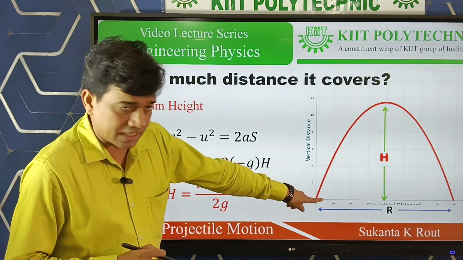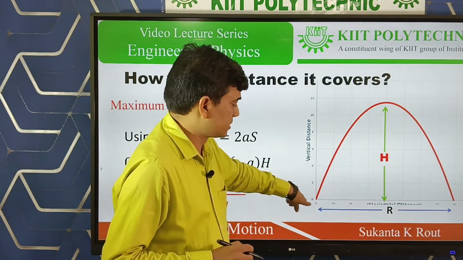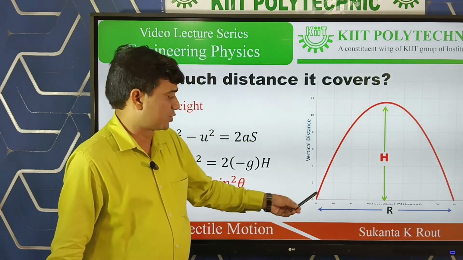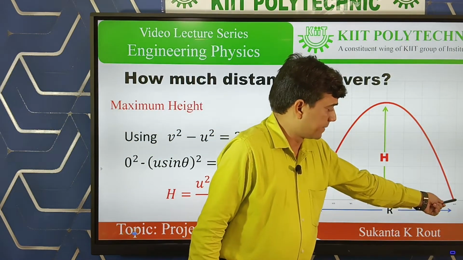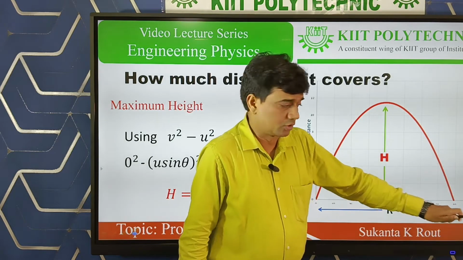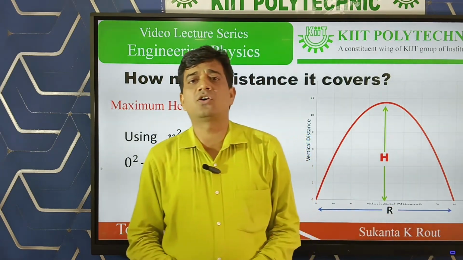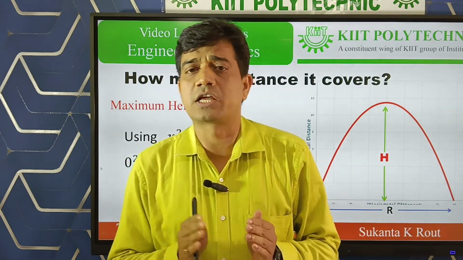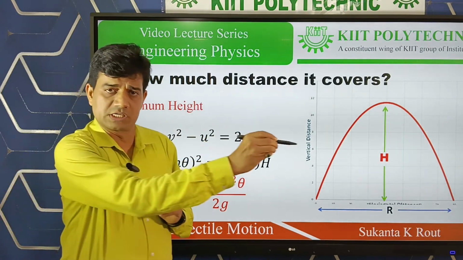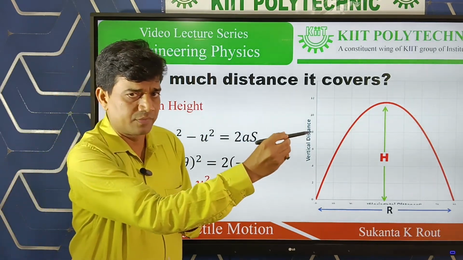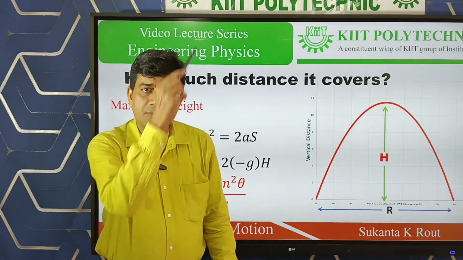Now another distance is there, I have already told you. One is the vertical distance of the projectile, another is the horizontal distance. Suppose the projectile is projected from this point O and it reaches this point, say Q, on the ground. So this is the horizontal distance covered by the projectile, or you can say the horizontal range. The maximum height is the distance covered by the projectile in the vertical direction.